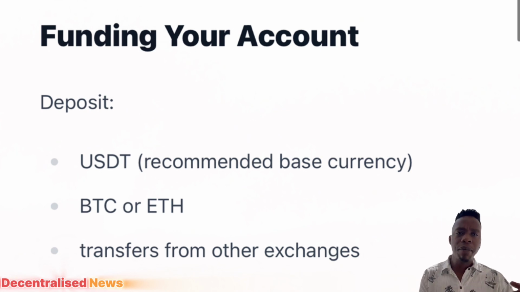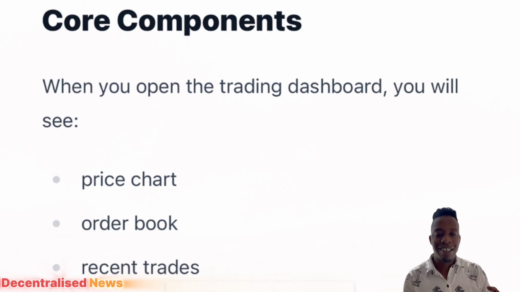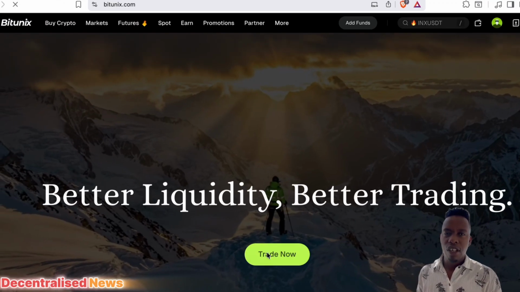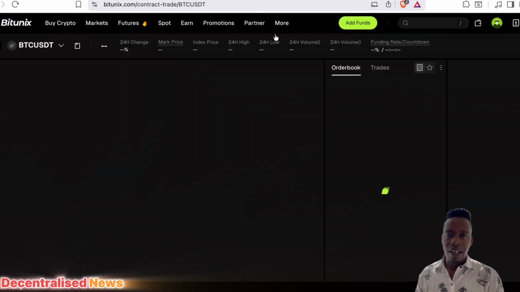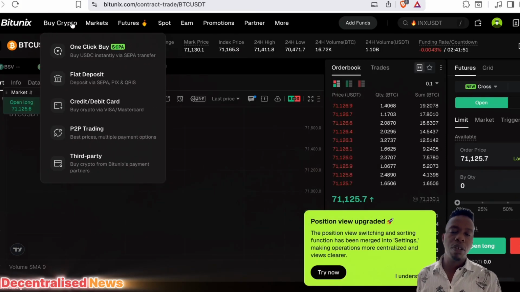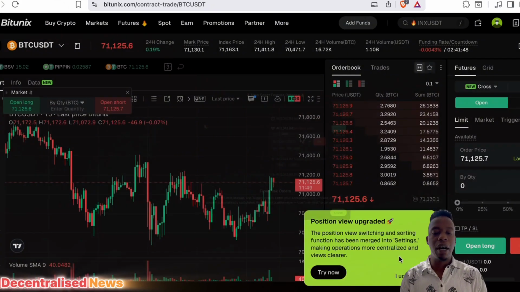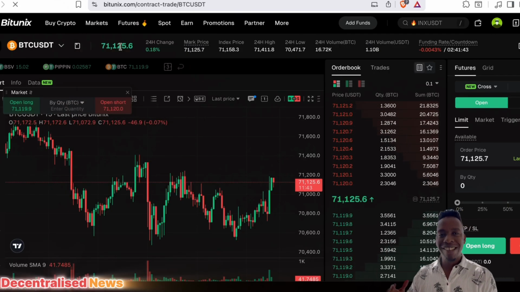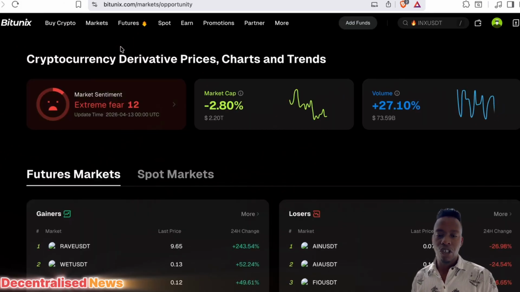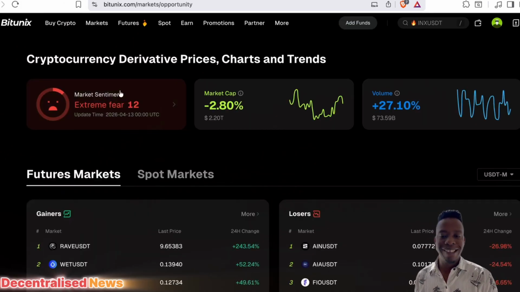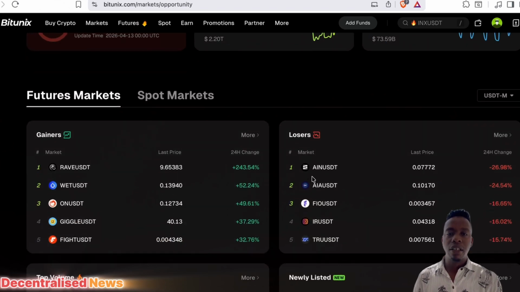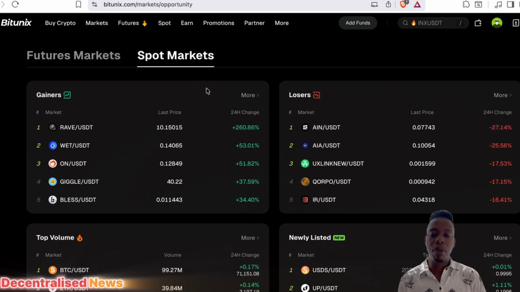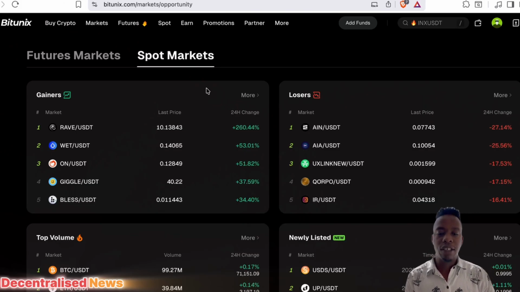Step number 2 in this process is to understand the actual trading interface. There are some core components that you need to consider when you trade. You're looking at the trading dashboard. You can see the price charts, the order book, the recent trades, the order entry panel, and also the position details if you take a position. The chart shows you the price action and the trends. The order book displays buy and sell liquidity, and the order panel is where you place trades and positions and track your active trades.